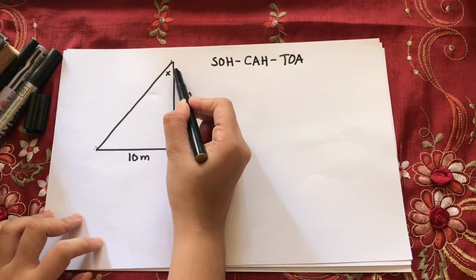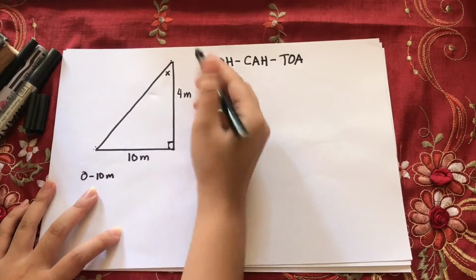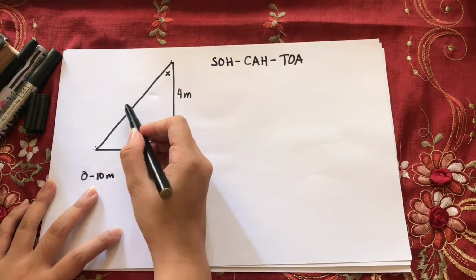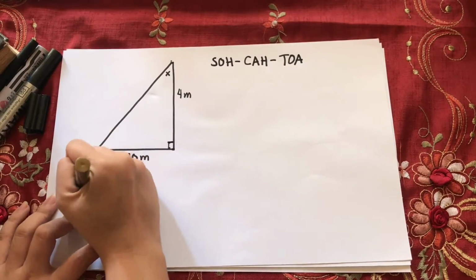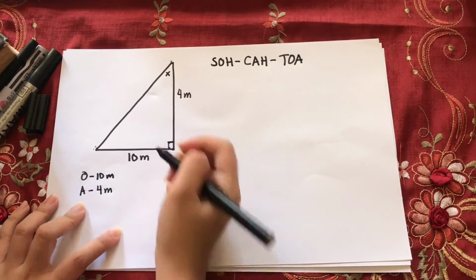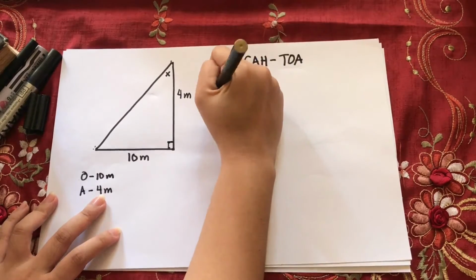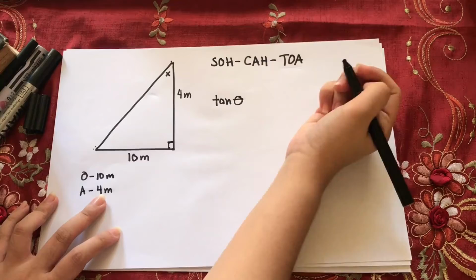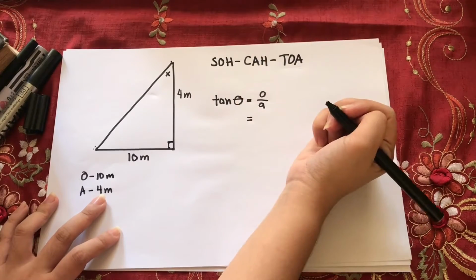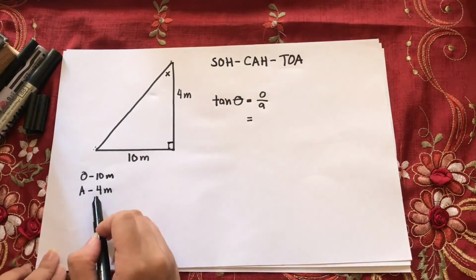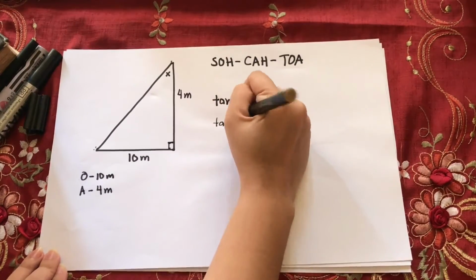So we are missing the angle, so we are given the opposite, which is 10 meters, since it is opposite to the angle, and this is the longest, so this is the hypotenuse, so this is the adjacent. So we have our A is 4 meters. So we can use this TOA because we are missing the angle, and since we are given the opposite and the adjacent, we have tangent theta equals opposite over adjacent, so we can substitute 10 meters in the opposite and 4 meters in the adjacent.